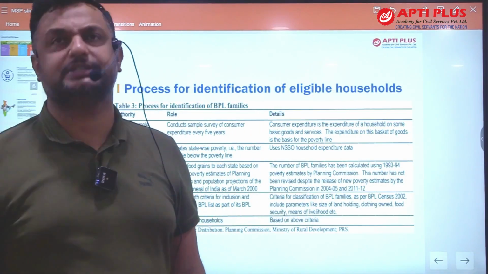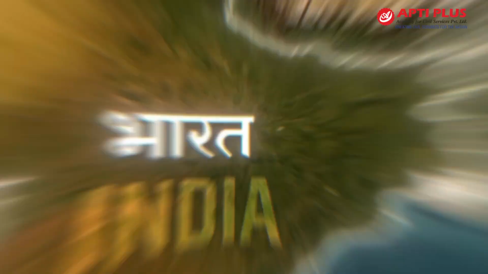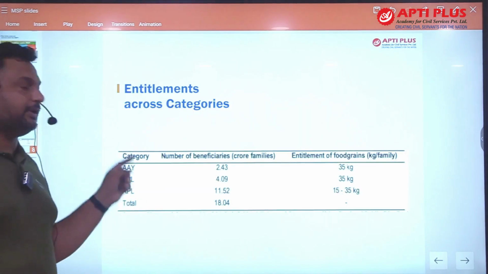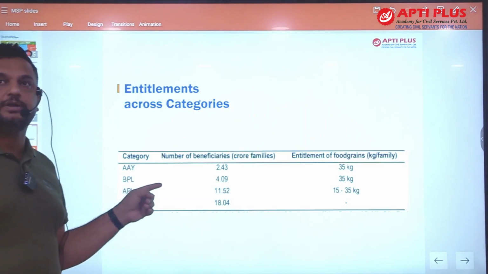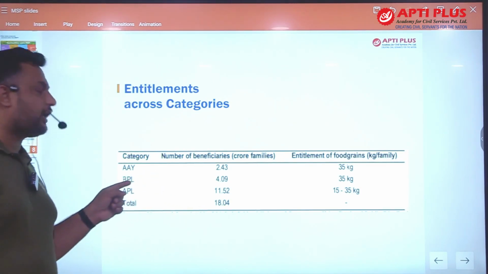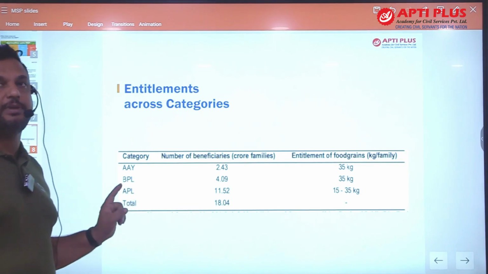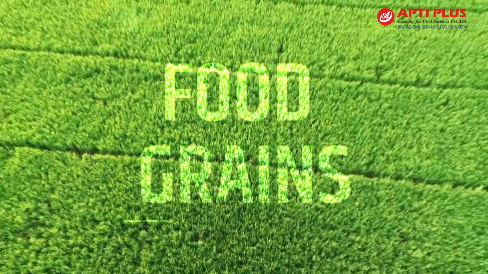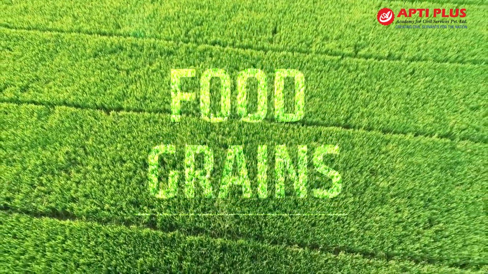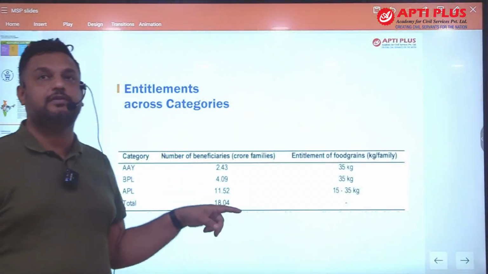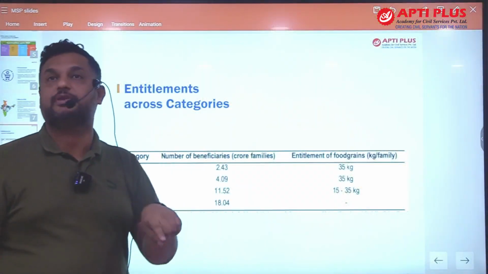Sir, how much do they receive? Basically in India, you will find these categories of people. One is Antyodaya Anna Yojana, which means the poorest of the poor people will come under Antyodaya Anna Yojana. Then regular BPL families and regular APL families. These are the people who are eligible to receive food grains. Sir, will the food grains be given based on household or per person?